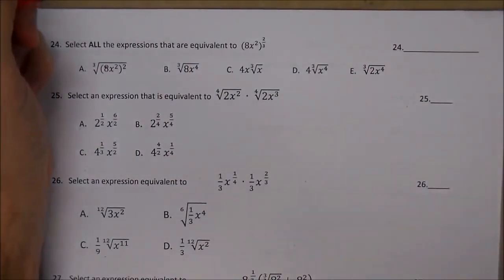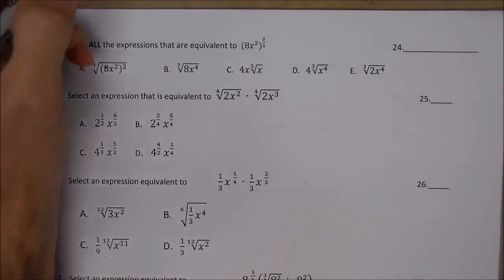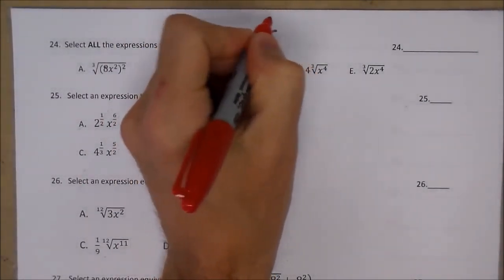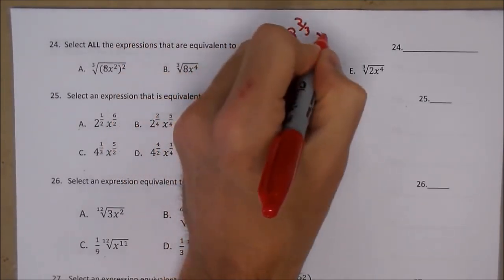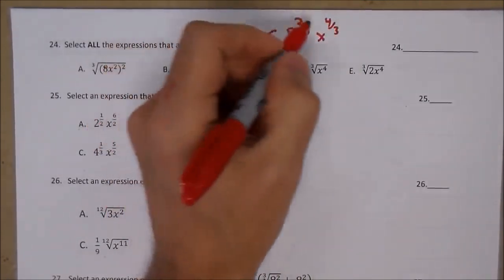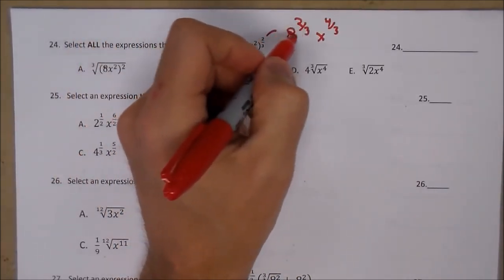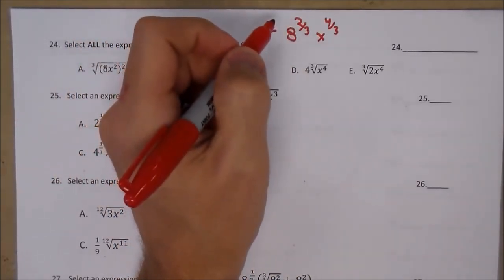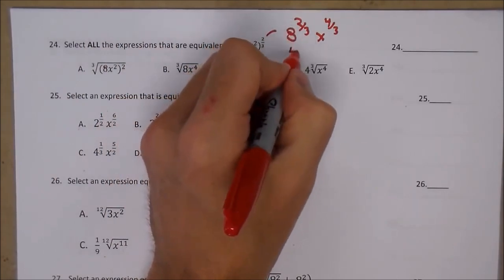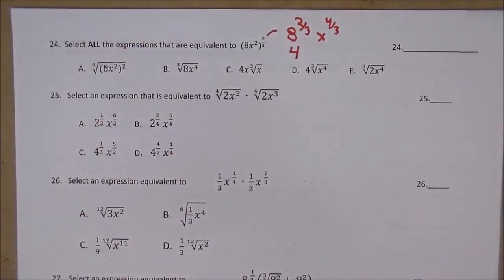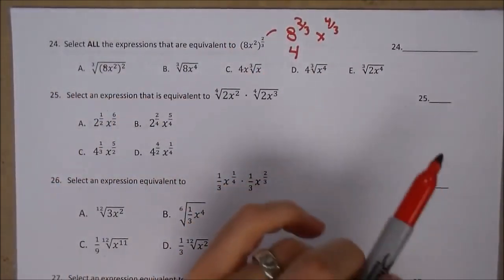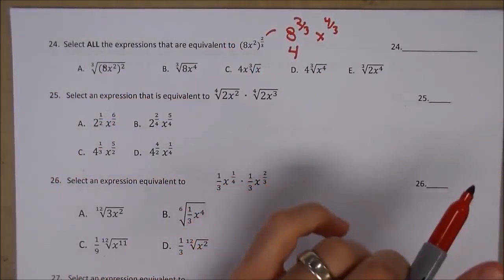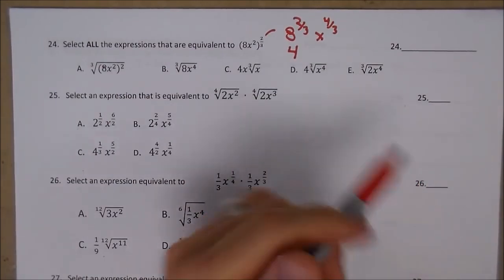In number 24, we need to select all the equations that are equivalent to what we had here. So I'm going to first kind of play with this one and make it 8 to the 2/3, and that's going to be x to the 4/3. 8 to the 2/3, I could take the cube root of 8, and that's 2. So this could be 2 squared or 4. And that's going to help me go through and eliminate some answers. So I want to look for ones that have constants of 4, and those are going to work. Or I find the ones that don't, and I can just eliminate them.